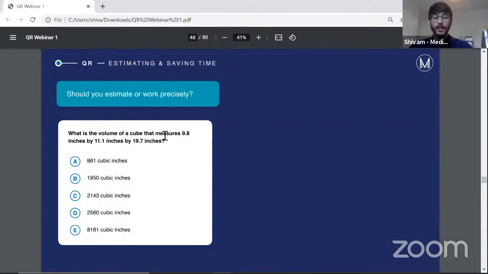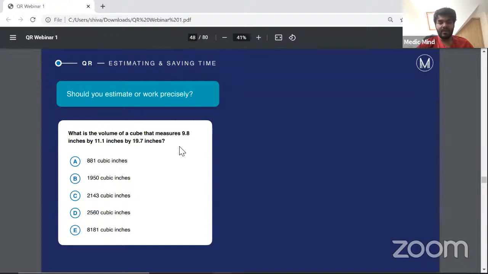So a question like this, Ashir. Should you estimate or work precisely? What do you think on a question like this? Again, we can see the values are very close to the nearest 10. So 9.8 is very close to 10, 11.1 is very close to 10, and 19.7 is very close to 20. So you can round these up.